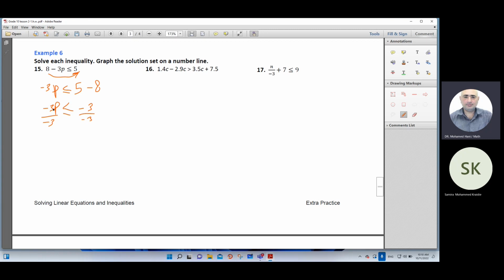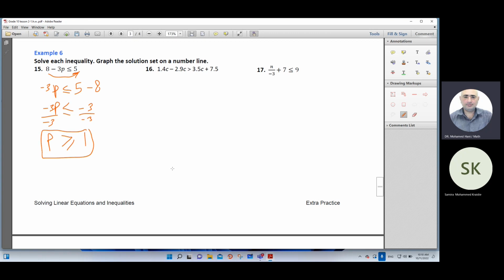Then negative 3b divided by negative 3 will be b. And always remember, when you divide or multiply by a negative number in the inequality, switch the sign. Switch the sign, it will be greater than or equal. And negative 3 divided by negative 3 will be 1. So this is the solution of the inequality.